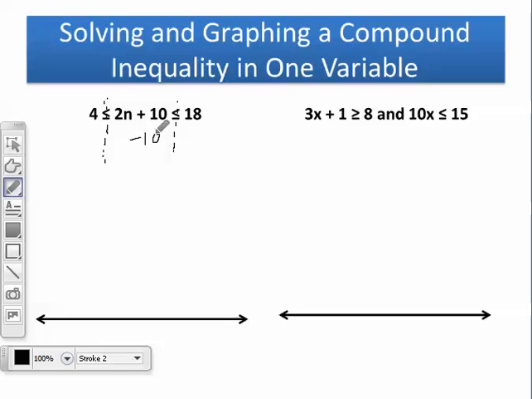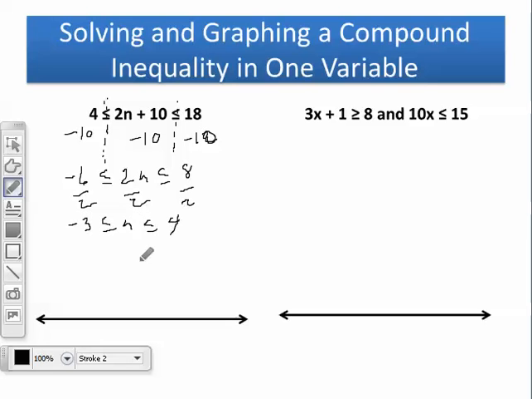I'm going to subtract 10 from all sides there. So 4 minus 10 is a negative 6, less than or equal to 2n, less than or equal to 8. Now I'm going to divide by 2 all the way across, and I'm going to get negative 3 less than or equal to n, less than or equal to 4.